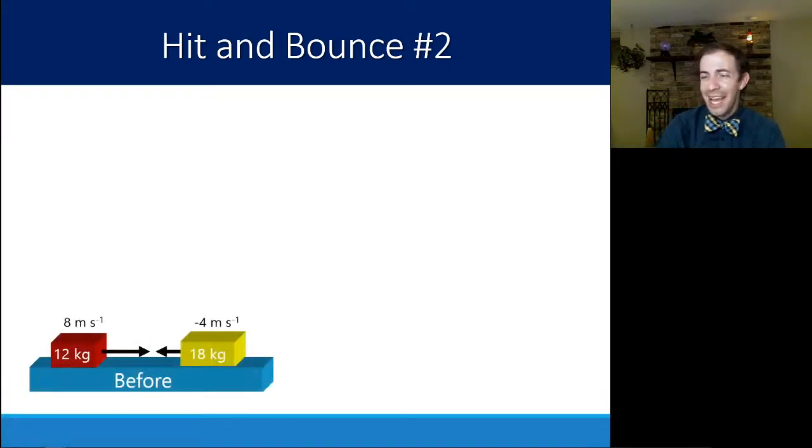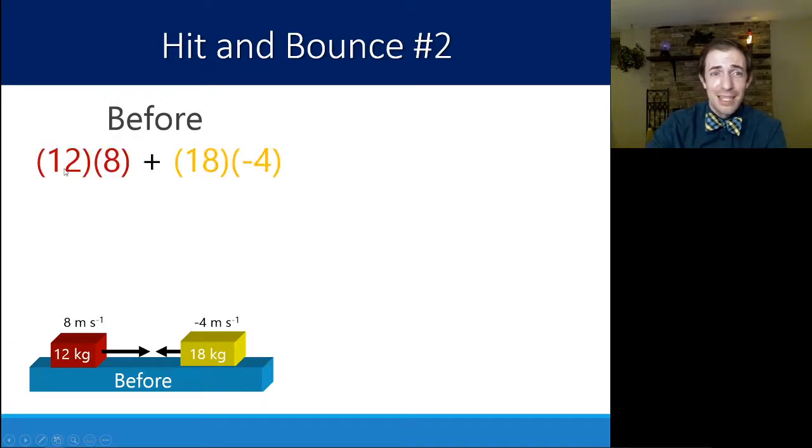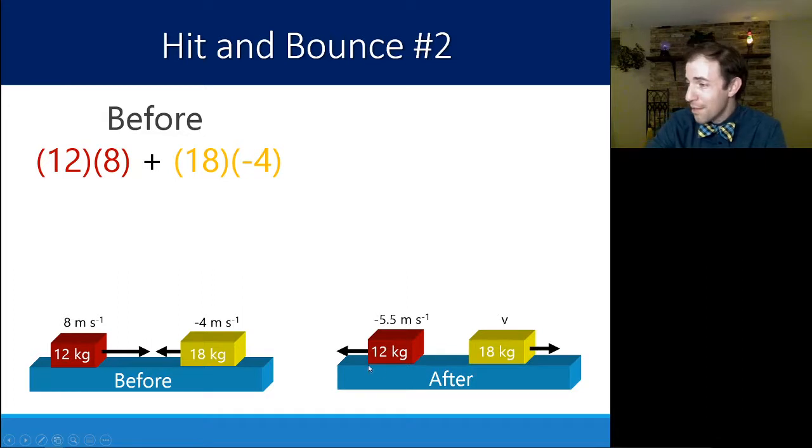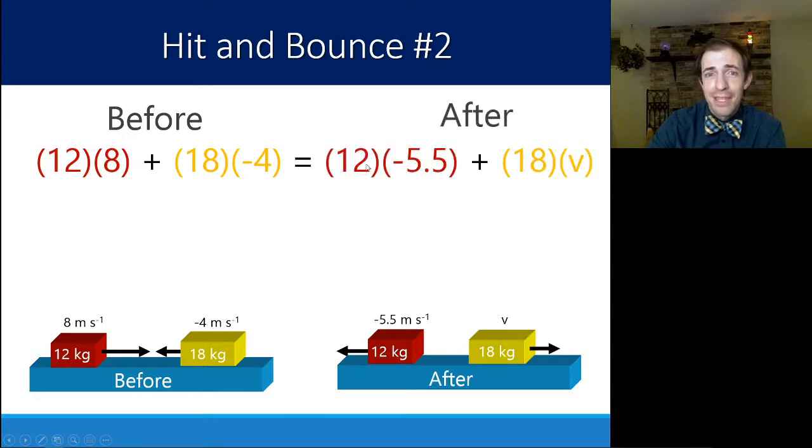So let's look at this, simplify it out. Here we've got before, it's our 12 kilogram block moving at 8 meters per second to the right, and our 18 kilogram block moving in the negative direction to the left at negative 4 meters per second. So before, if I want to find the total momentum, I just take 12 times 8 plus 18 times negative 4. Those negatives are actually important here. Then after, that 12 kilogram block is moving at a negative 5.5, and 18 is moving at some velocity v. So my after total momentum is 12 times negative 5.5 plus 18 times v.